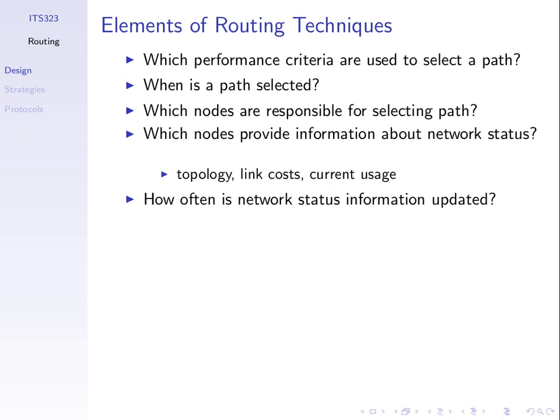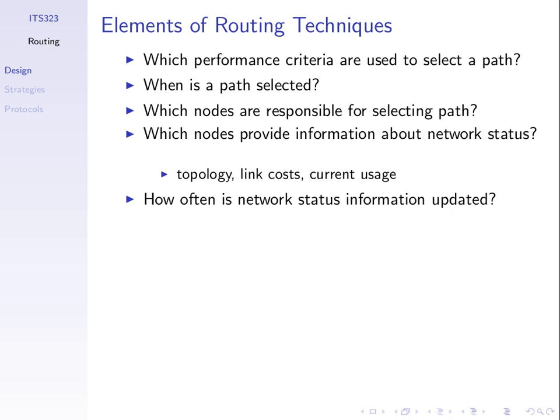Let's come back to some things. What performance criteria do we use to select the path? Where do those numbers of the costs come from? There are different sources of those numbers. The number could mean a financial cost. It could mean something related to the delay of that link, or throughput. And in fact, there can be other things, like a cost associated with the security of using that path. So there are different performance criteria that we can use.